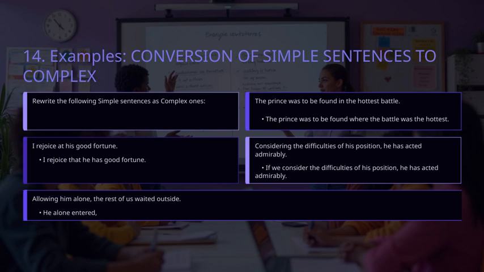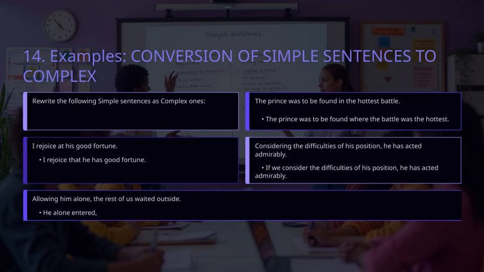Next, consider the sentence, "Allowing him alone, the rest of us waited outside." We can make this more complex by saying, "He alone entered," which emphasizes that only he went in, giving it a more precise focus. Another example is, "The prince was to be found in the hottest battle." To make this complex, we say, "The prince was to be found where the battle was the hottest." Here, we've introduced a relative clause that gives more information about the location, making the sentence more descriptive.